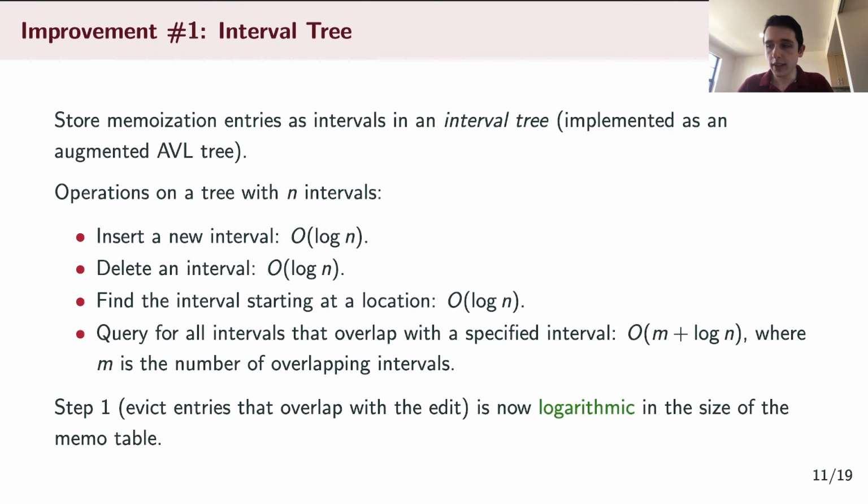So we can feed in the edit interval as our query interval, and then determine all the memoization entries that overlap with it in logarithmic time, and that lets us evict all of them in logarithmic time. So that is going to be much more efficient. So that's a good fix for step 1.